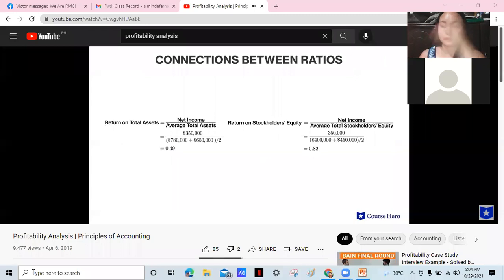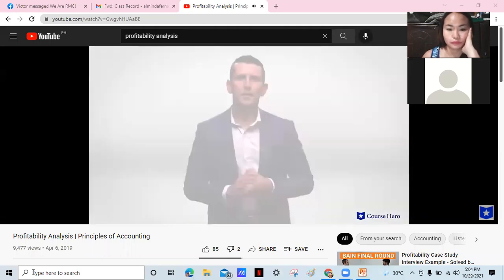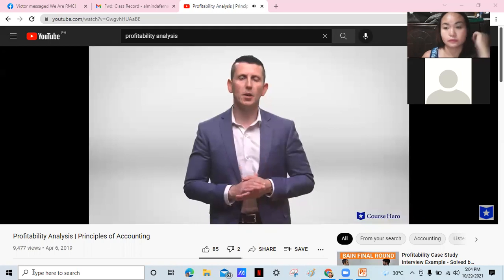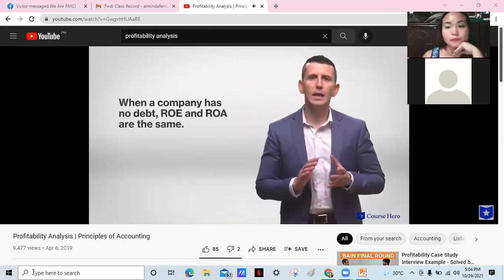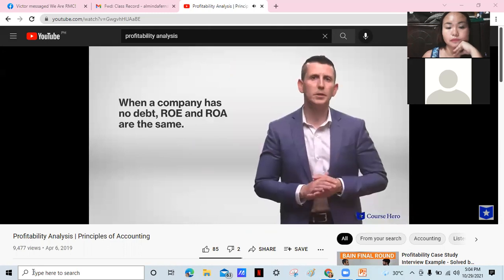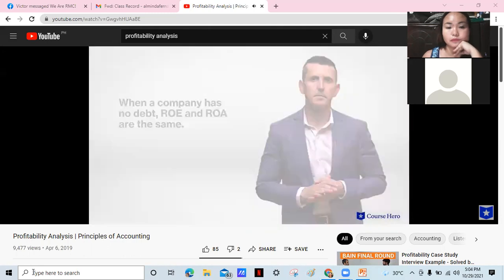For example, the numerator in the return on assets ratio is the same as the numerator in the return on equity ratio. However, the denominator in return on equity is equity, which is a subset of assets, the denominator used for return on assets. Therefore, return on equity will be higher than return on assets. How much higher depends on how much debt the company has. Only if a company has no debt whatsoever, then return on equity and return on assets will be the same.